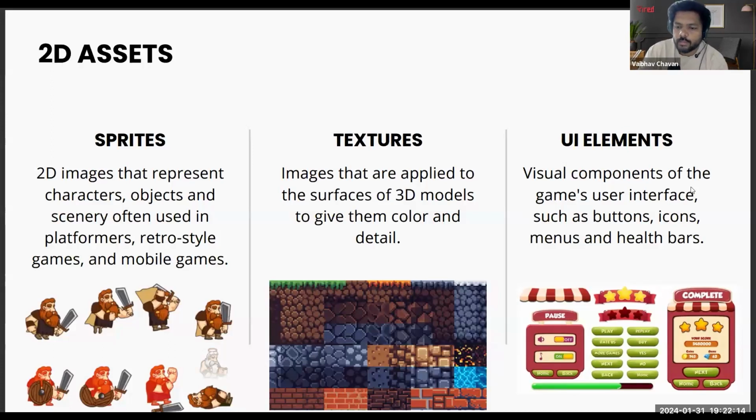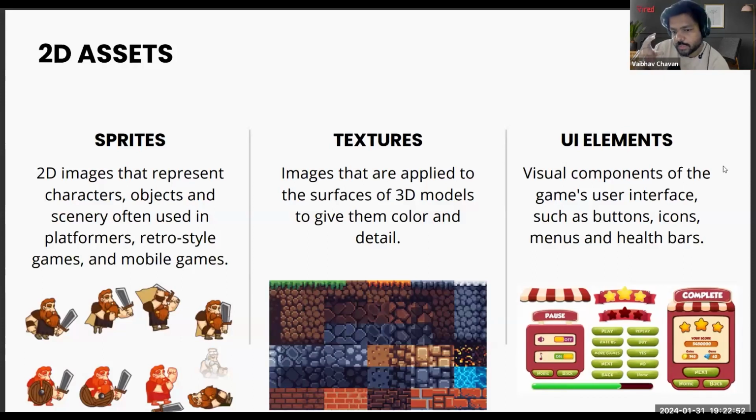Number three is UI elements. Like I said before, these are visual components of the game's user interface, such as buttons, icons, menus, and health bars. The simple example I've given here is of a mobile game where you see the information which is consistently provided to the user. UI elements are a medium that a game developer uses to convey messages, or to convey the progress or an action to the player.